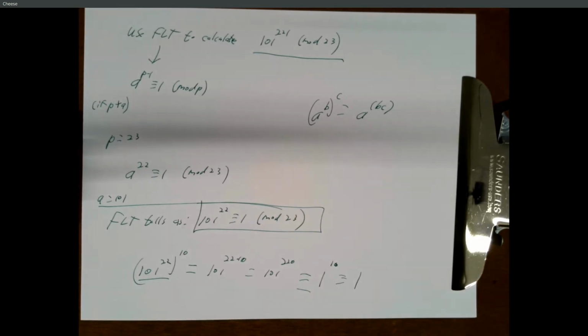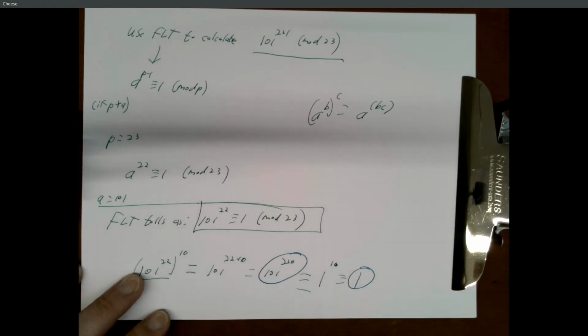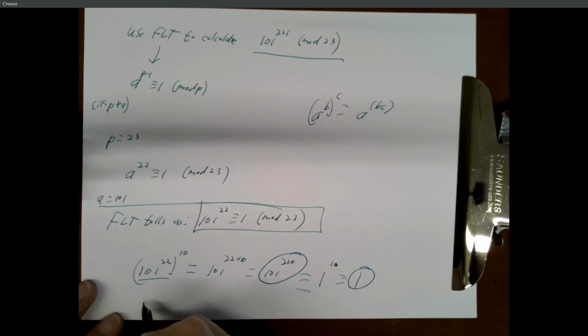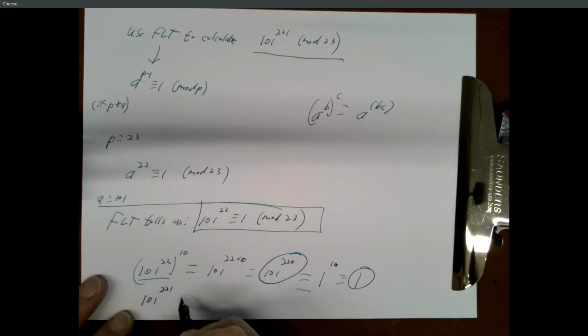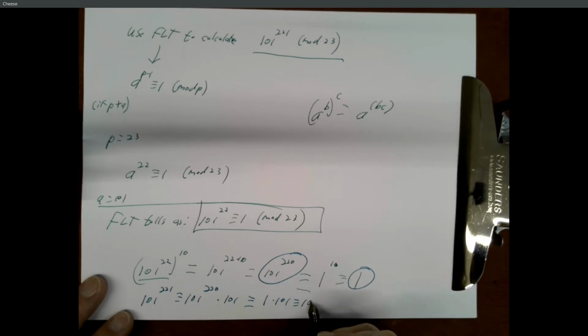So we've just slashed our way through 220 multiplications with virtually no work, and we've shown that 101 to the 220th is congruent to 1. Well, how do we get to the 221st? Just multiply by 101. So 101 to the 221st is the same as 101 to the 220th times 101, which is congruent to 1 times 101, which is just 101 mod 23.